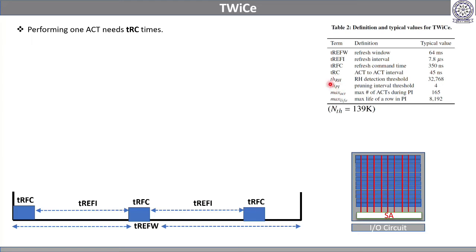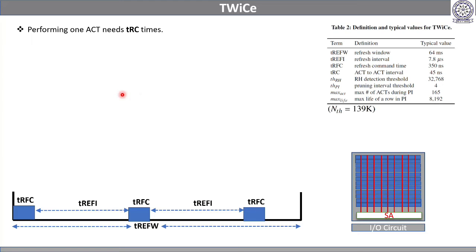This is the threshold, the RH threshold, thRH. Now, what is the RH threshold? I have already explained. Here you can see that the RH threshold considered is 32,768. This is the RH threshold here. The next three parameters will be discussed in the next slide. So now the main motivation is here.